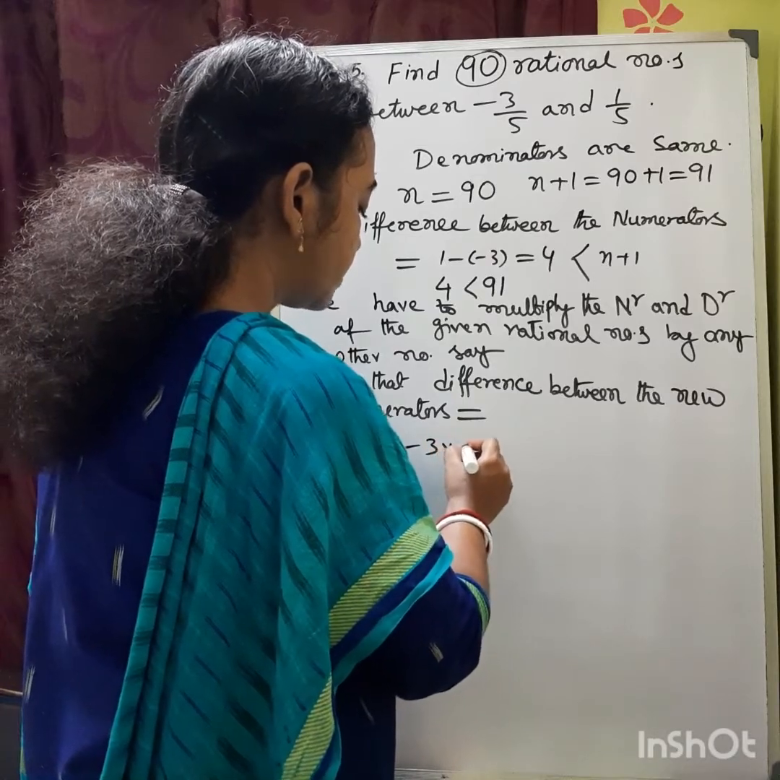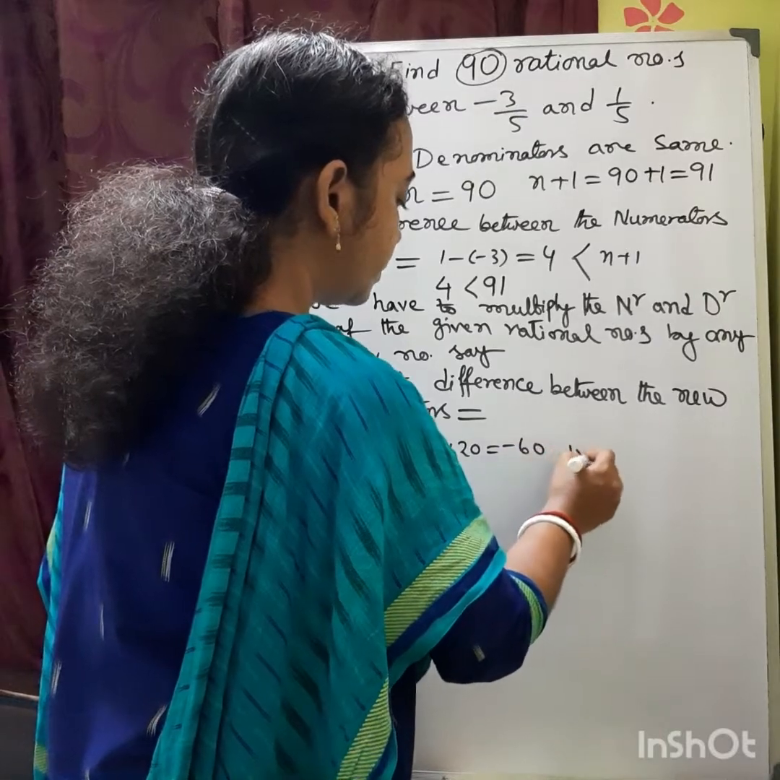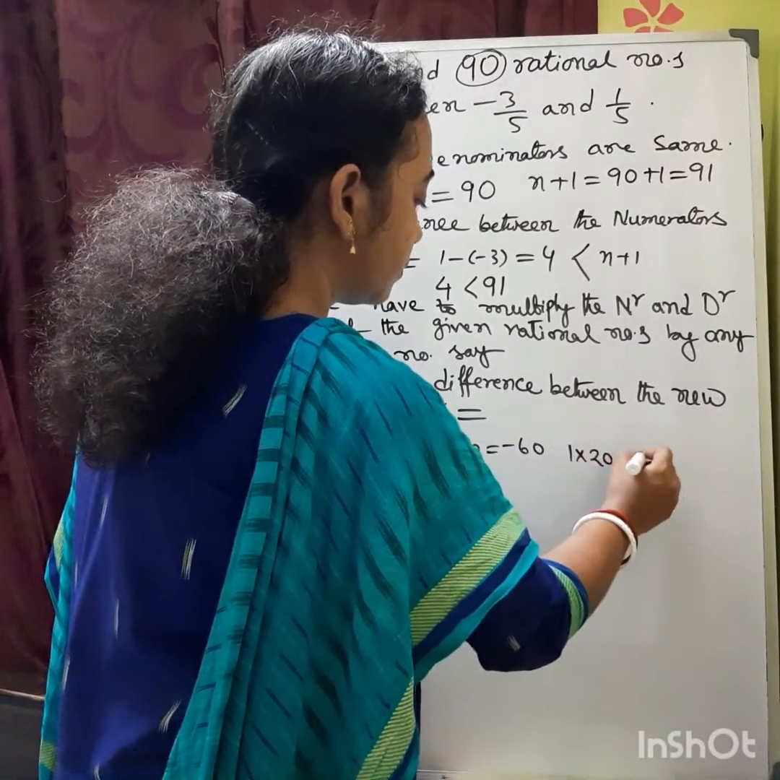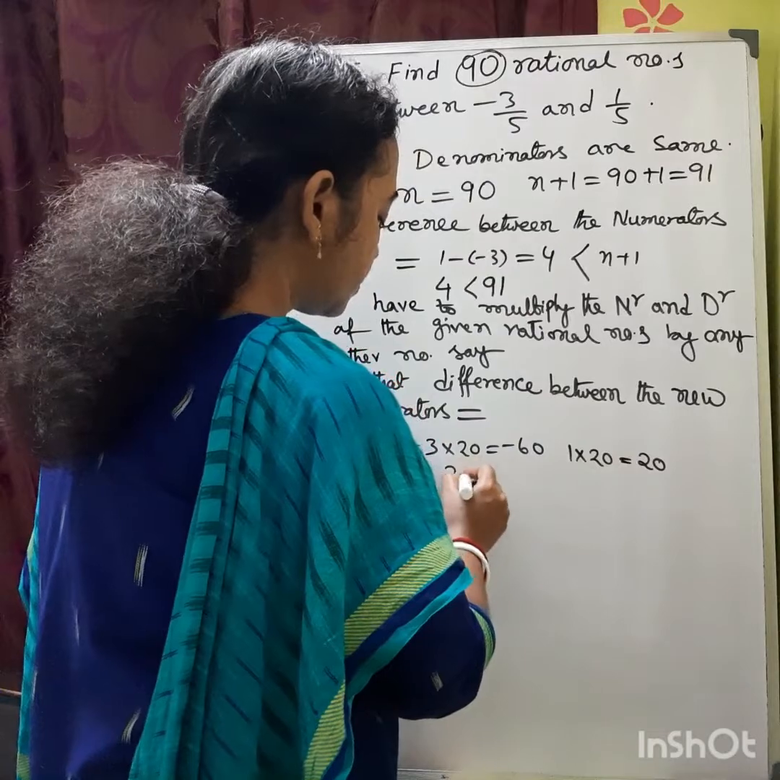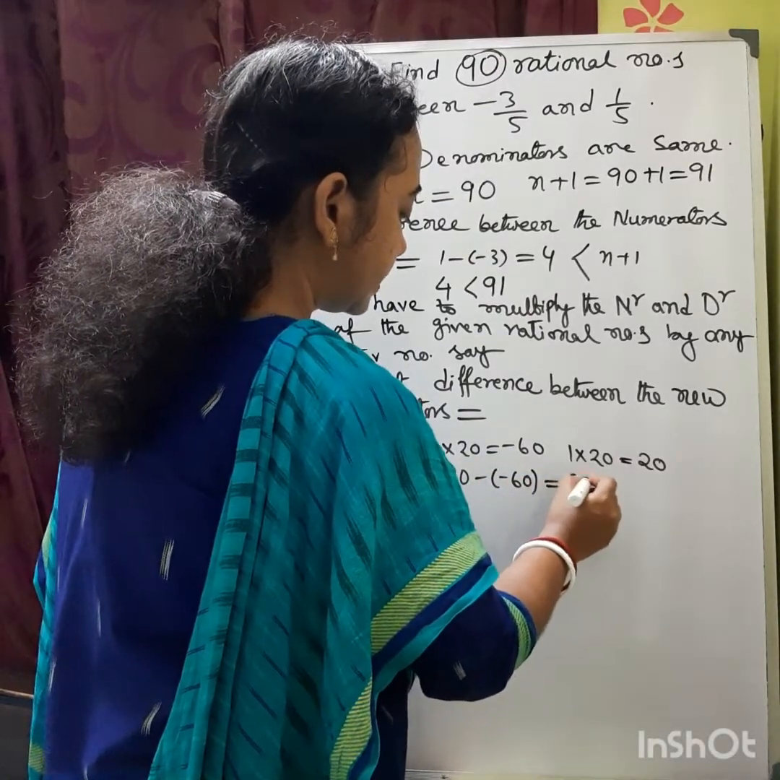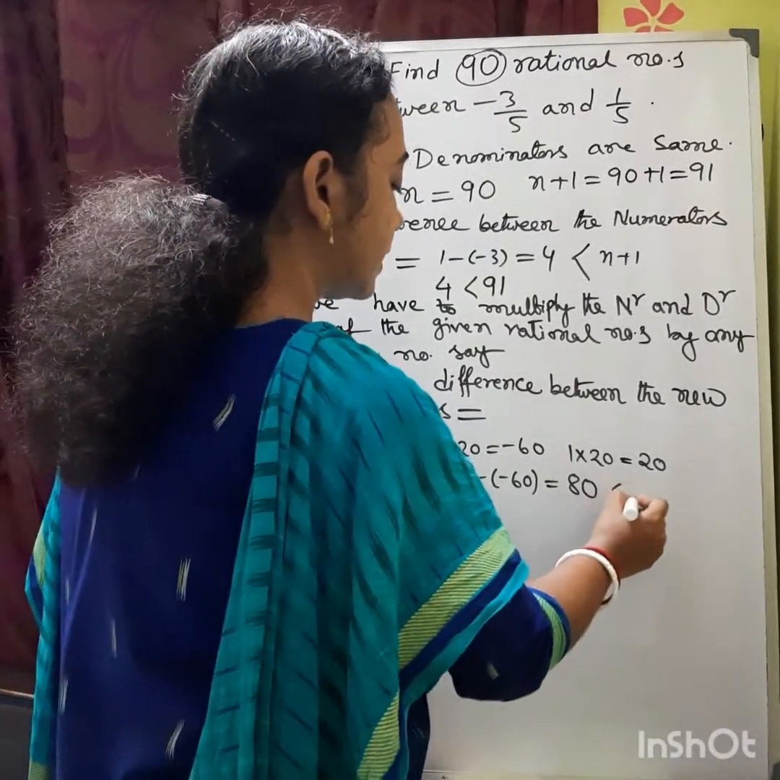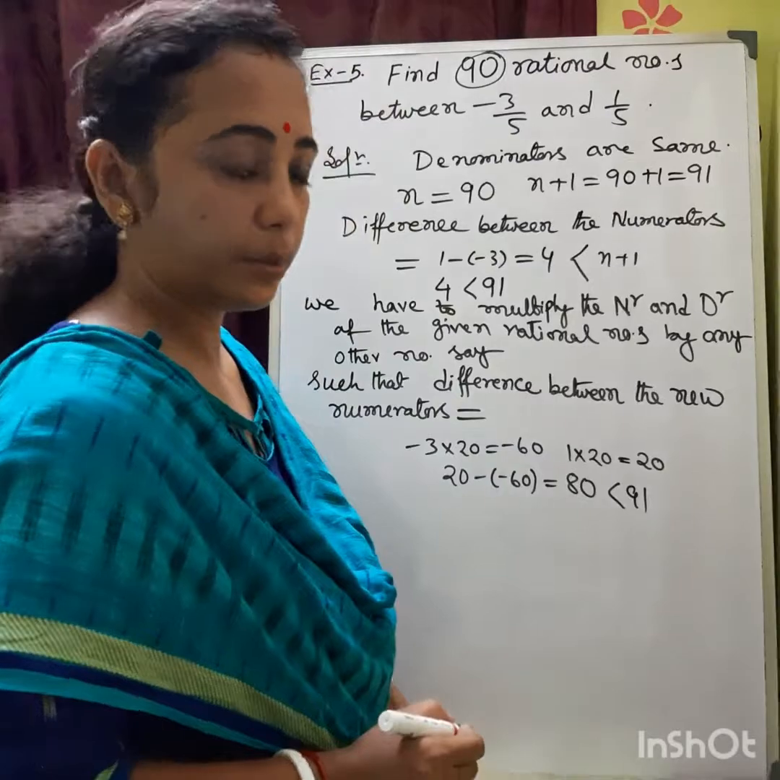If you multiply minus 3 by 20, we are getting minus 60, and if you multiply 1 by 20, we are getting 20. So the difference between them is 80. 20 plus 60 becomes 80, which is less than 91. So we will not get the required numbers here.